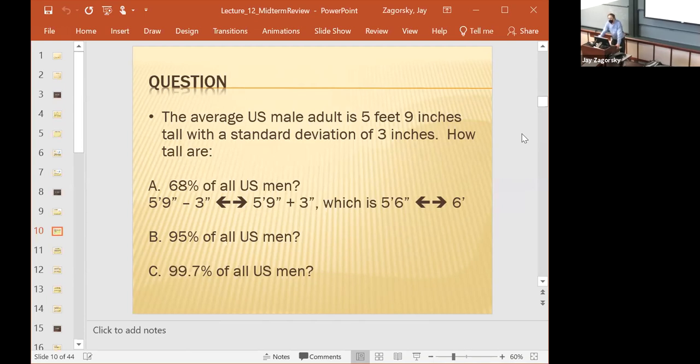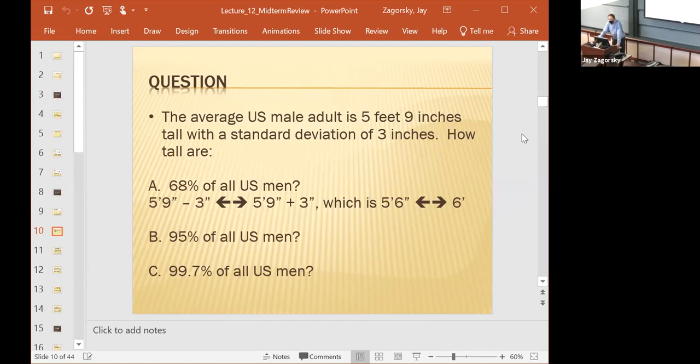68% of all men: 5'9" minus 3 inches, which is 5'6", to 5'9" plus 3 inches, which is 6 feet. So that's the range for 2/3. Can you do 95% of all men? Can you do part B?